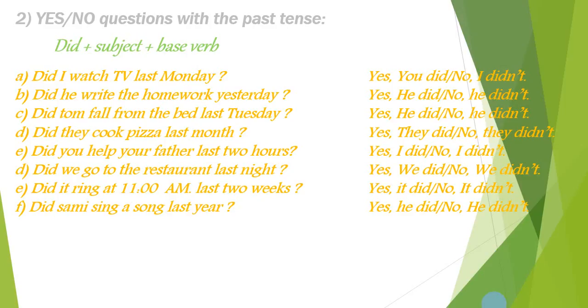Okay, if you want to ask anybody with yes/no questions, you have to write the verb to be "did" plus the subject and then plus the base verb, like watch, write. We will not make it watched or wrote or felt. The verb here in the past tense will be affirmative without any changing.